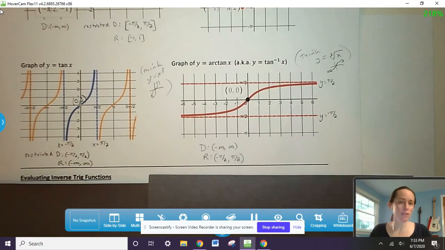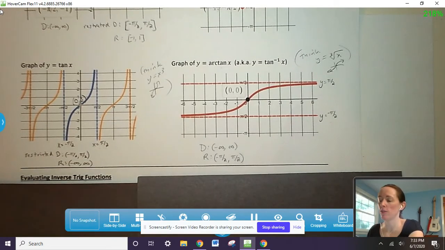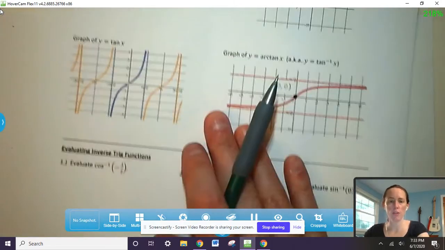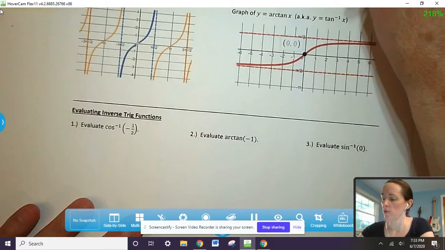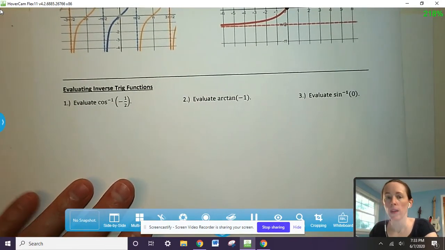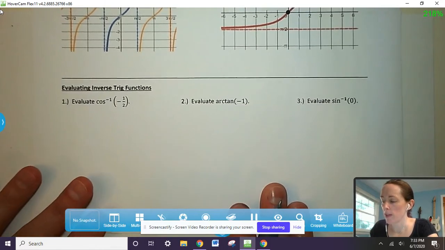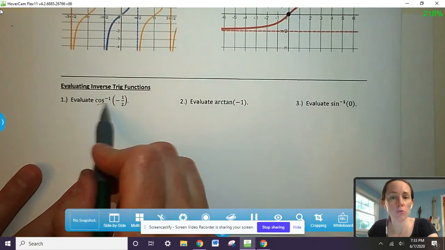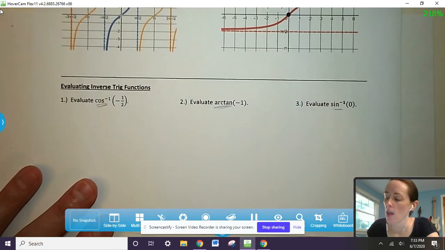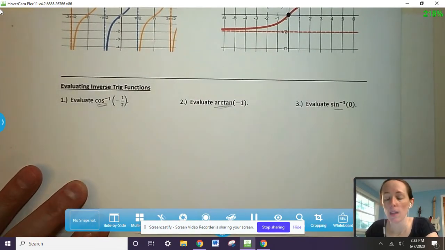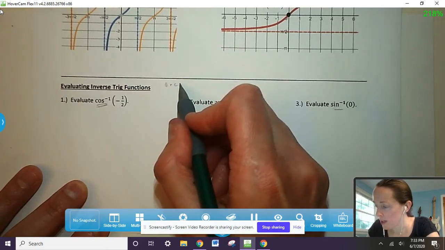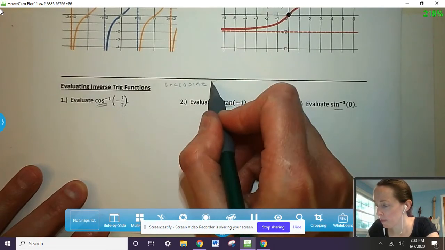All right, and on to the last part of the review. We are going to review inverse trig functions, so evaluating inverse trig functions. When it comes to evaluating, first thing to remember is when you have cos inverse or arccos, arctan or tan inverse or sine inverse or arcsine, you have angle restrictions. So for arc cosine, the angle restrictions are 0 to pi.